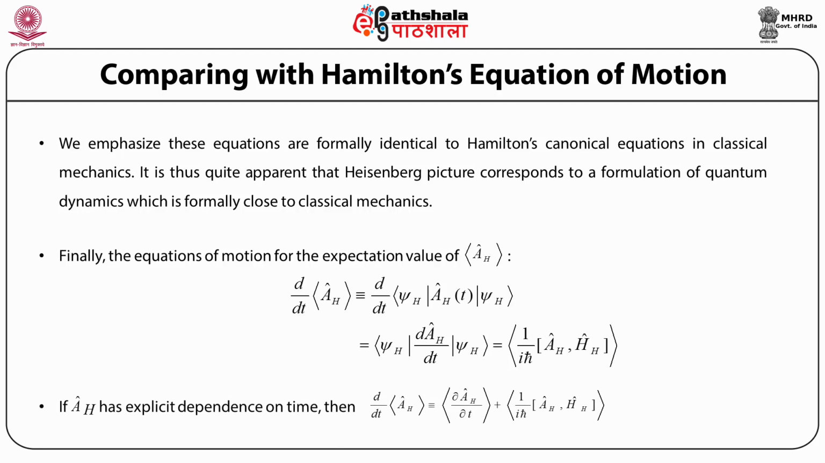Now, if the operator A_H as defined in the Heisenberg picture has explicit dependence on time, then we can rewrite the above equation as: the time derivative of the expectation value of operator A_H is equal to the expectation value of the partial derivative of operator A_H with respect to time, plus the expectation value of 1 upon iħ times the commutator of operator A_H and the Hamiltonian operator H_H.